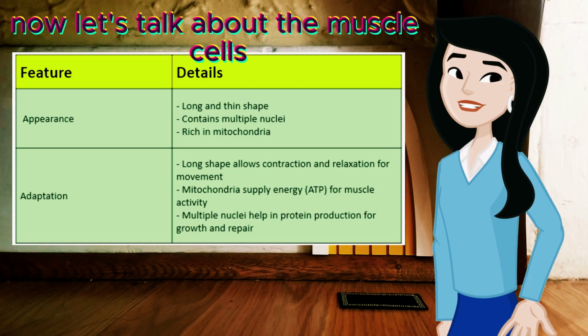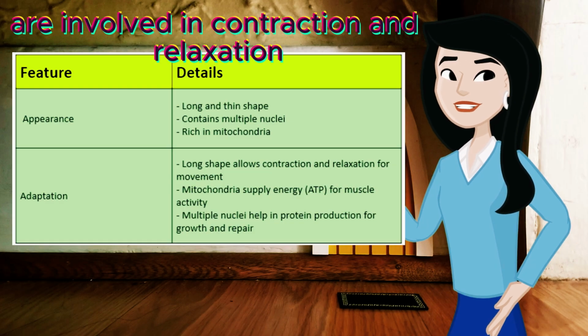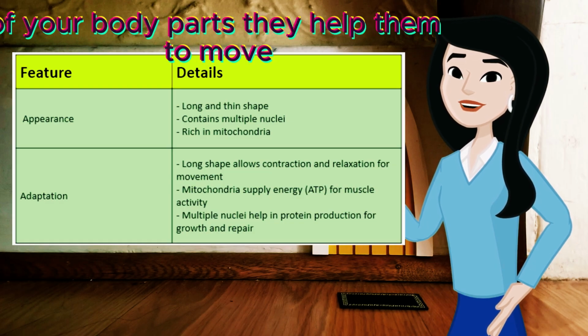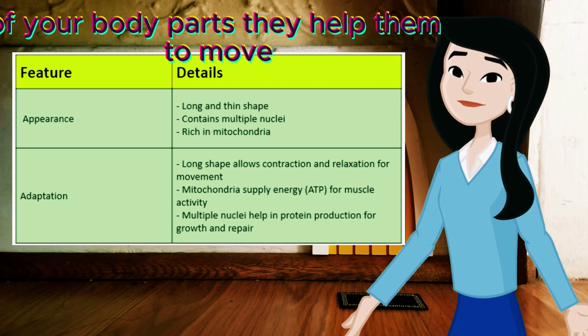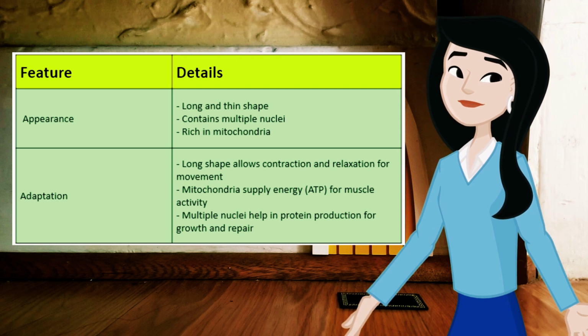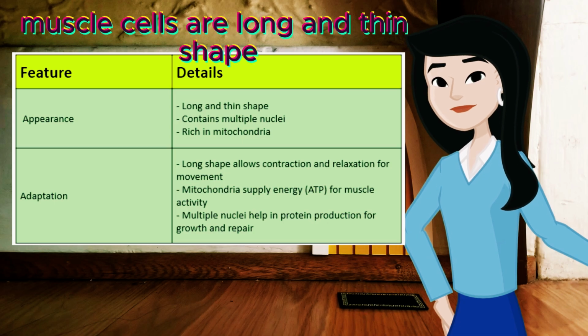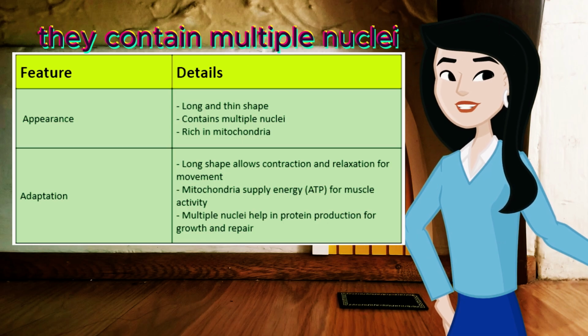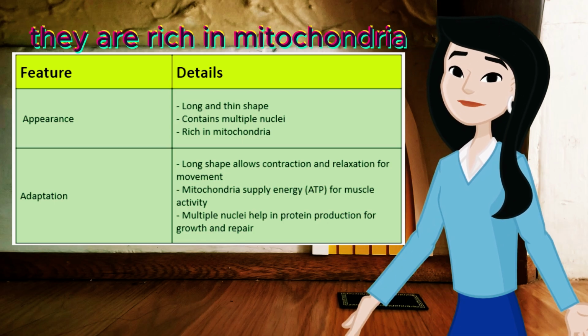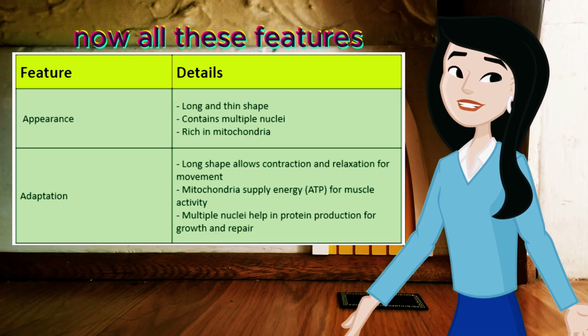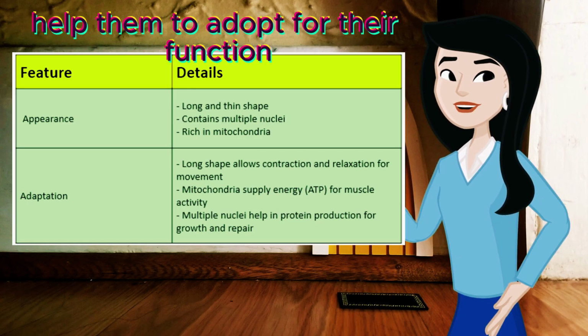Now let's talk about the muscle cells. Muscle cells are involved in contraction and relaxation of your body parts. They help them to move. Now let's talk about the features and their adaptation. Muscle cells are long and thin shaped. They contain multiple nuclei. They are rich in mitochondria. Now all these features help them to adapt for their function.